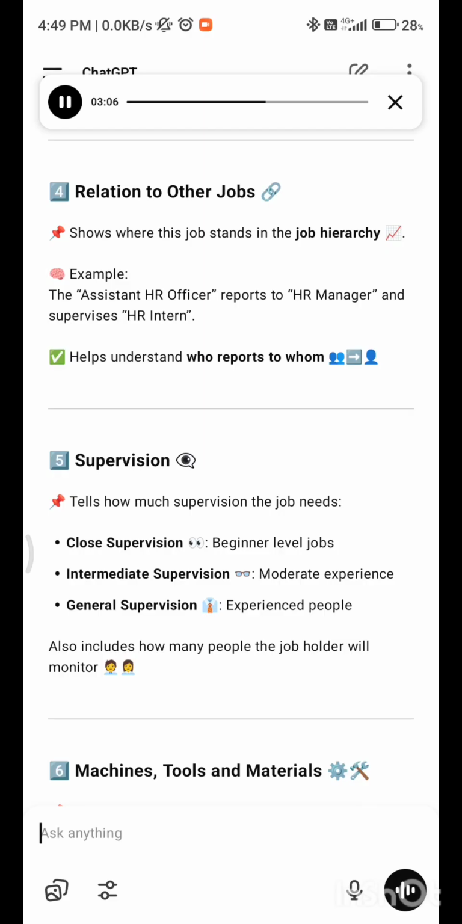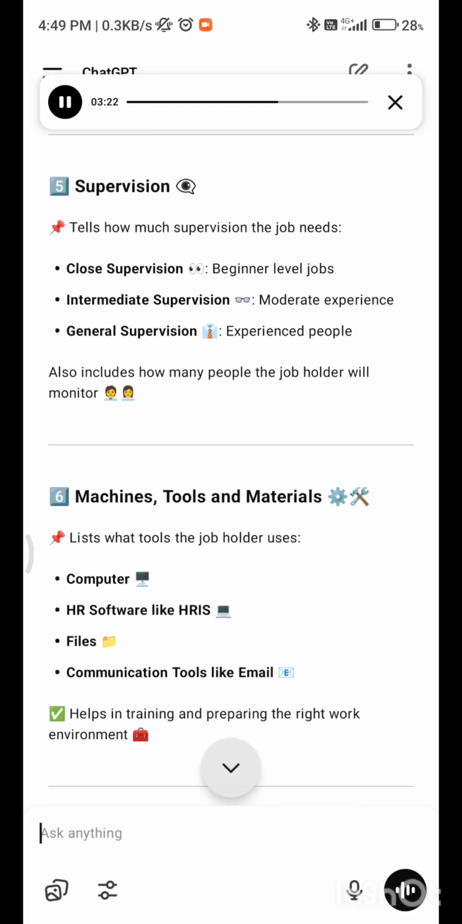5. Supervision. Tells how much supervision the job needs. Close supervision: beginner level jobs. Moderate experience: general supervision. Experienced people: minimal supervision. Also includes how many people the job holder will monitor.